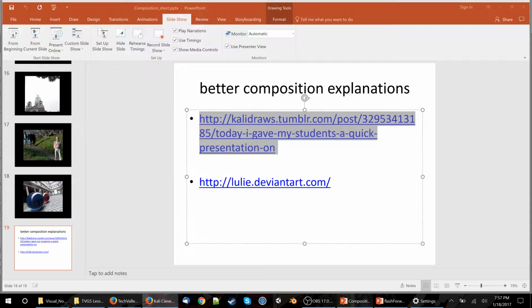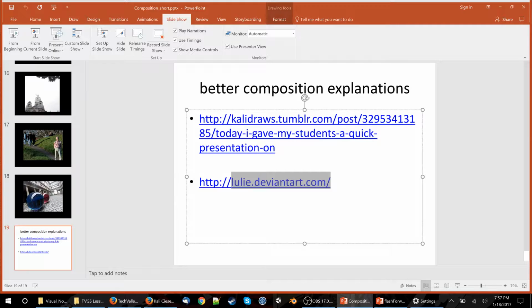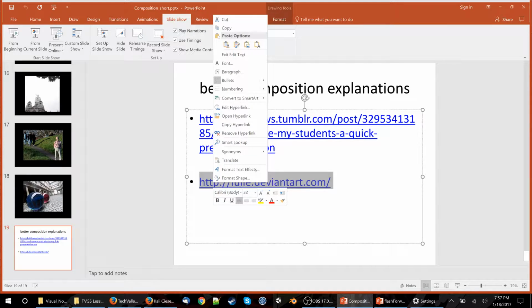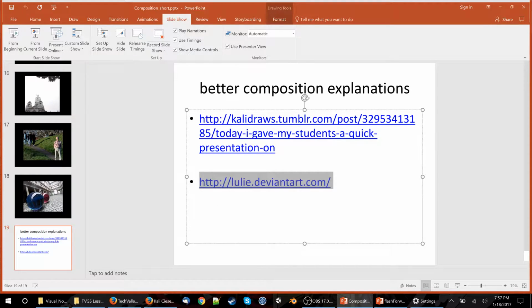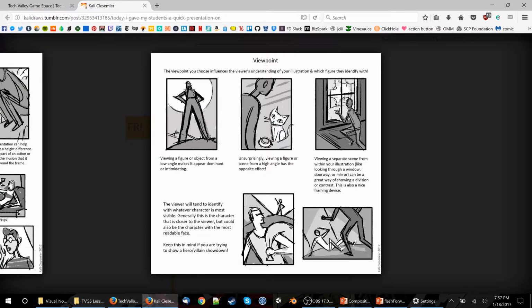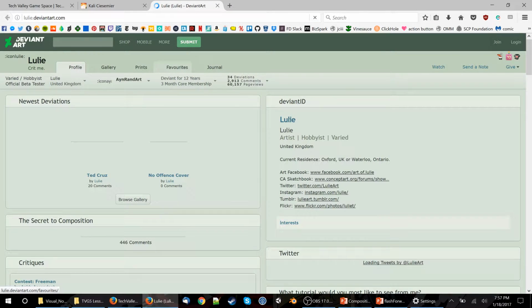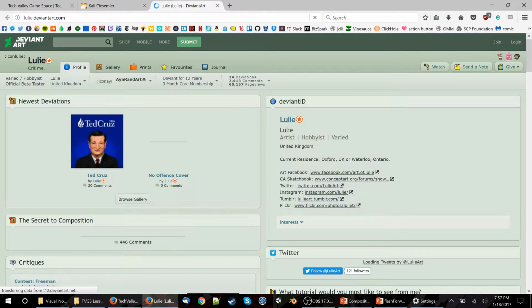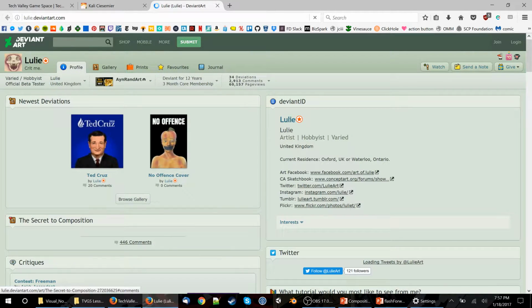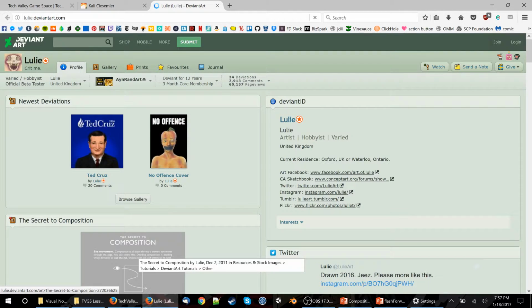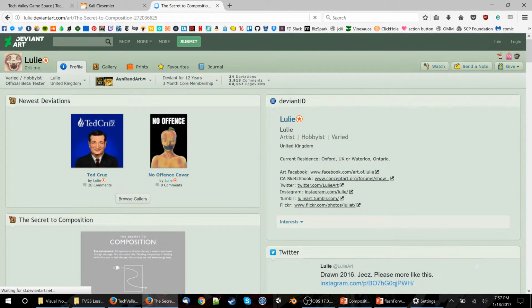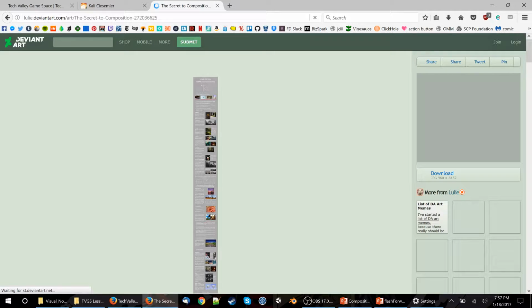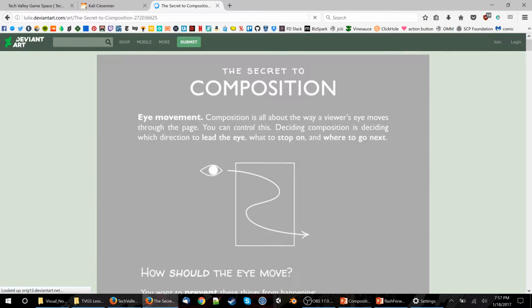Where's my thing? And then this is another good one. You can just copy. We'll just look at it briefly and not talk about it. The secrets to composition. Load faster. Thank you. Oh. Yeah, wait, there we go.